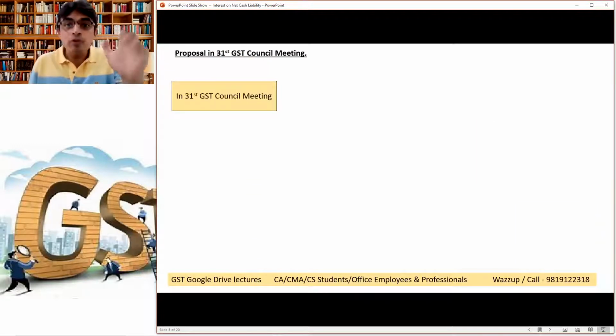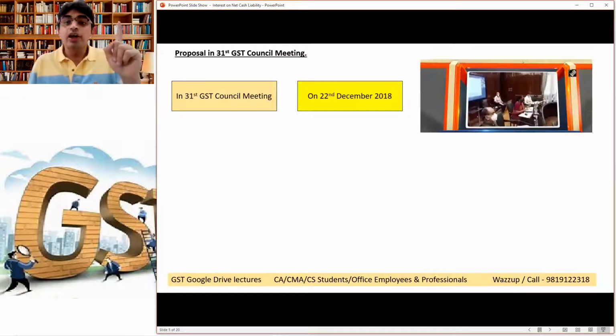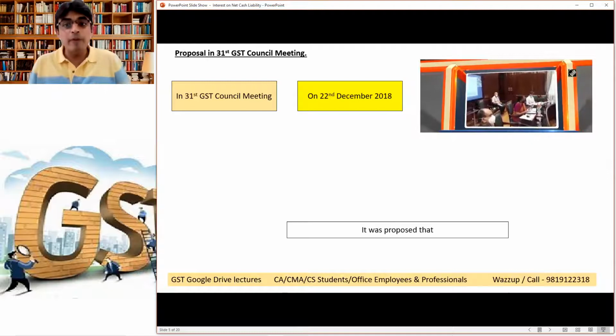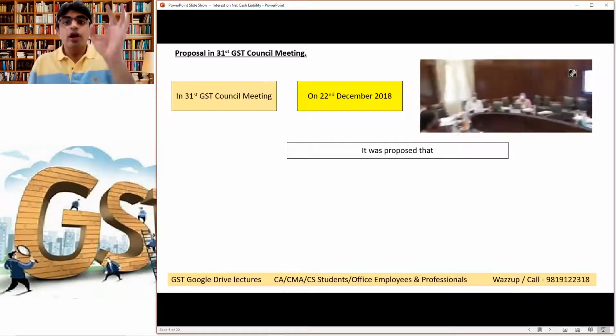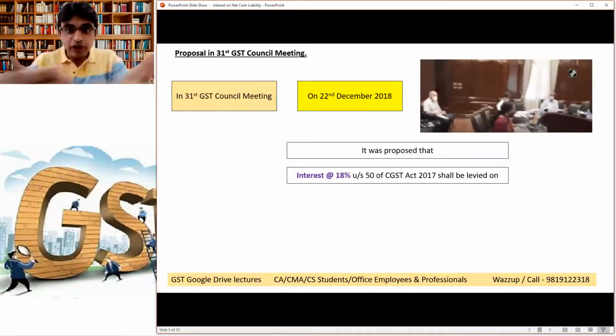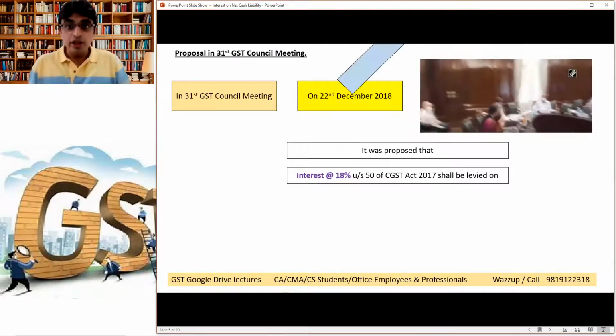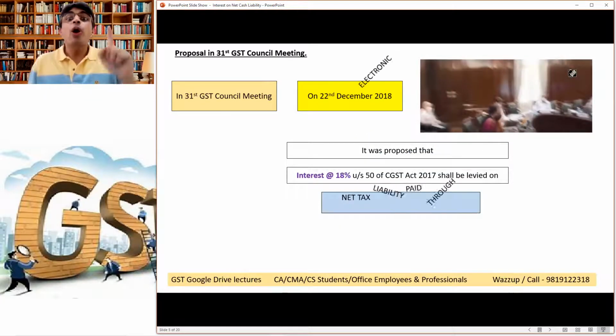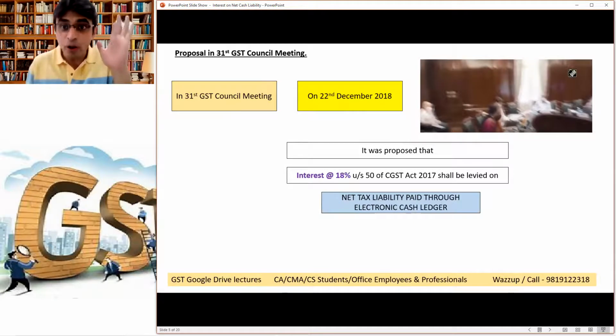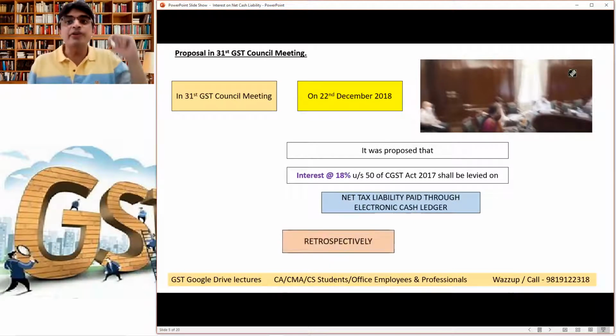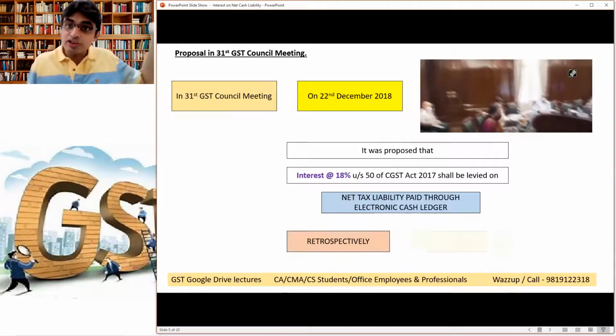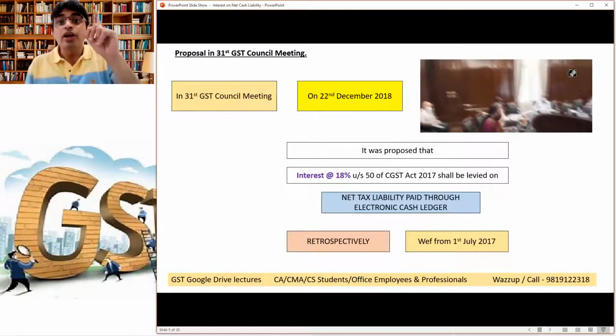That's why a proposal was recommended in the 31st GST Council meeting. When was it held? 22nd December 2018. There was one proposal which said that interest, this 18% under Section 50, shall be applicable on net tax liability, and most important, it shall be applicable retrospectively. Since GST was introduced on 1st July 17, it will be charged on net tax only.